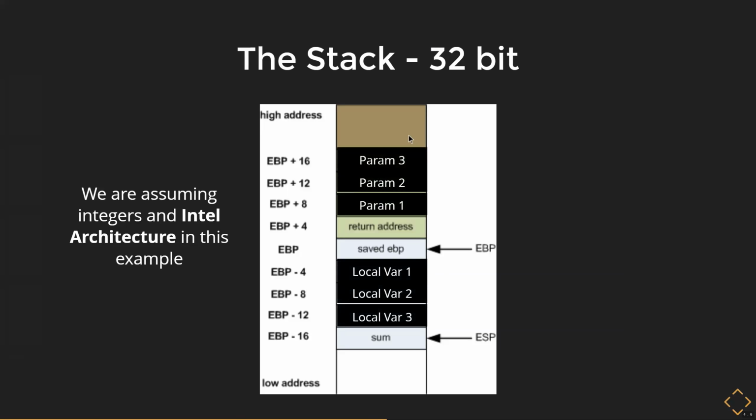If we're assuming integers, and this is obviously the Intel architecture too, anything below the EBP, let's say EBP subtract 4, we're going to start with local variables. So this is generally local variables or local integers. And above it are going to be the parameters to the functions in general.